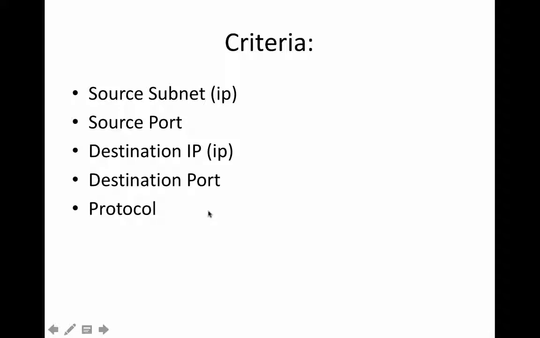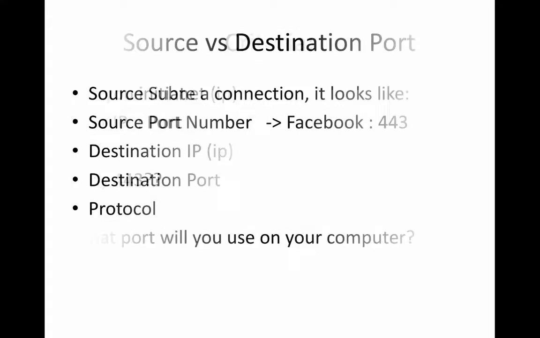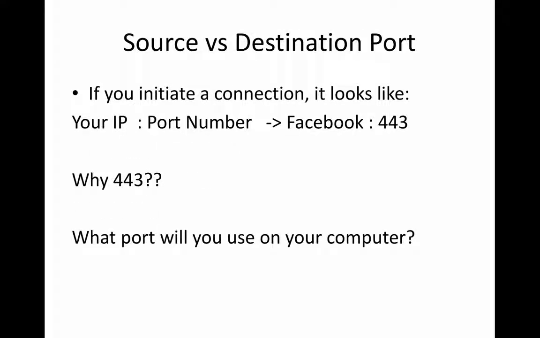There's also GRE and AH. That's weird VPN stuff that we'll talk about at the end of the semester. So those are our criteria that we've got. When we start to look at these, and I rant on this, and some of you may roll your eyes, but these are the most common mistakes and troubles that we have with understanding this stuff.